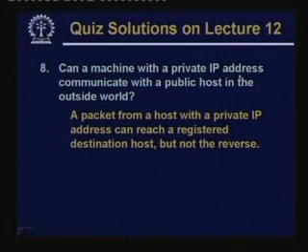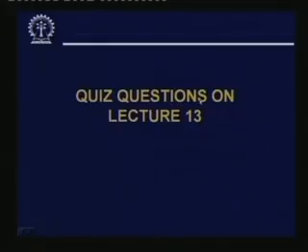Can a machine with a private IP address communicate with a public host in the outside world? Well, a packet from a host with a private IP address can reach a registered destination, but not the reverse, because the reverse packet will be having this private address as a destination, which will get rejected by the routers on the way. So, you cannot have a packet coming to your private IP from outside, that is not possible.